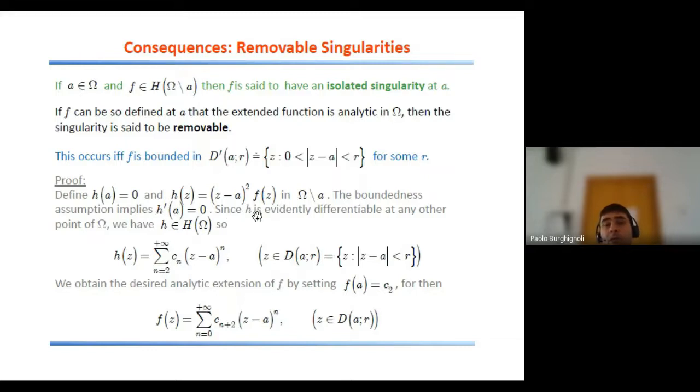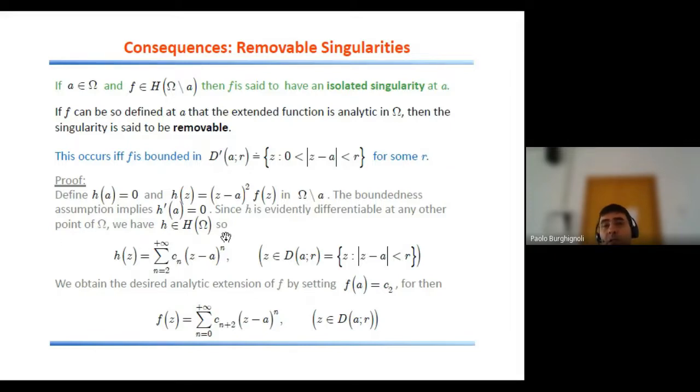Well, in any point of omega, with the exception of a, this differentiability is a direct consequence of its definition as the product of a monomial, which is analytic, and of f, which is also analytic. The point a is to be treated differently. However, if you apply the definition of differentiability at the point A, so you perform the incremental ratio, you will see immediately that this incremental ratio tends to 0 because the function f is bounded.